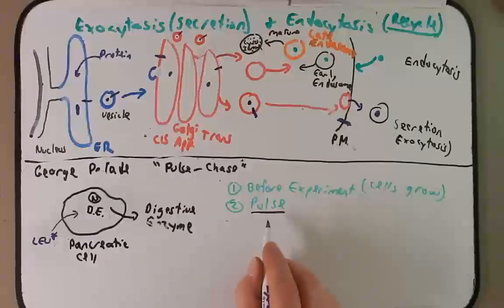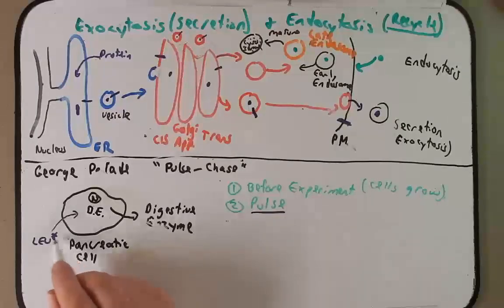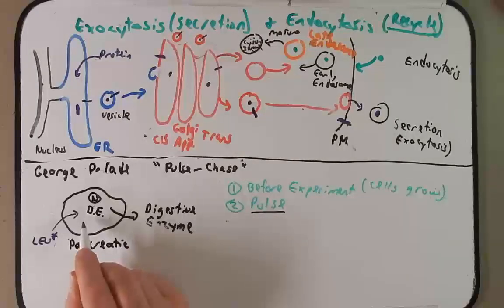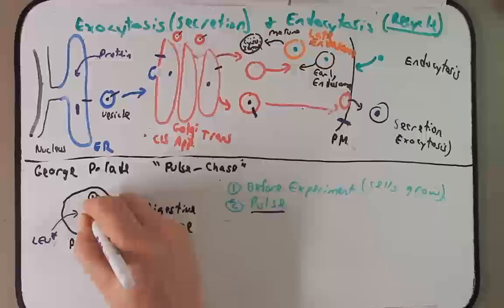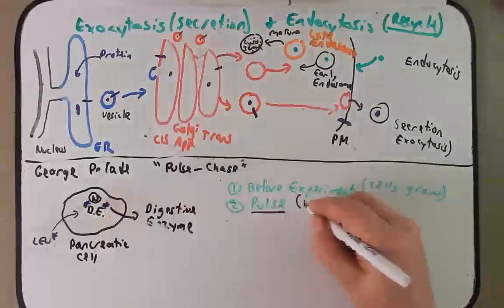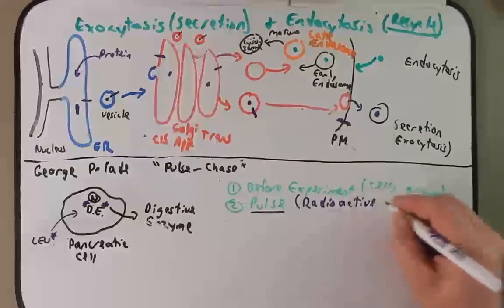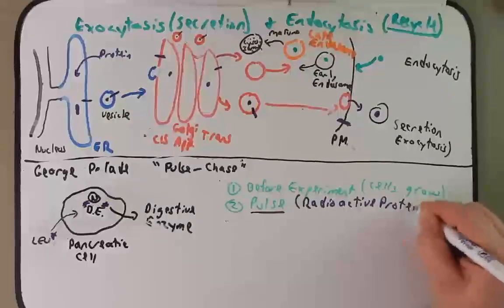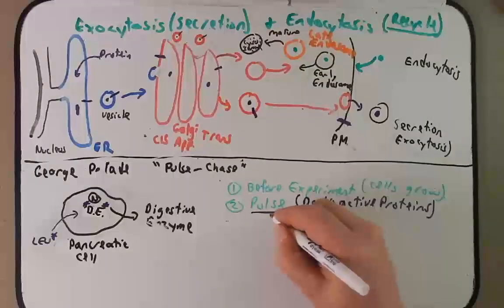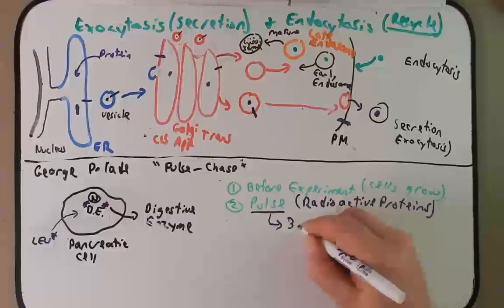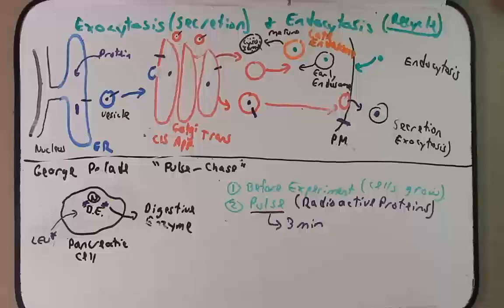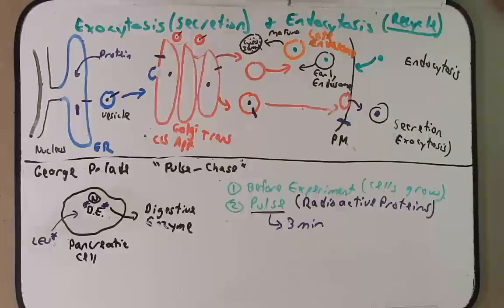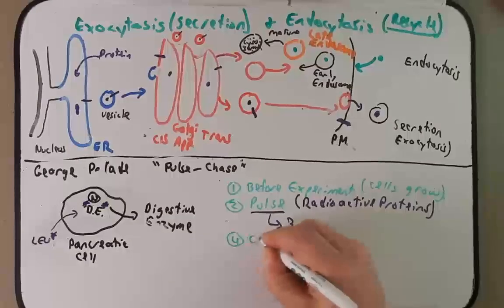During this pulse part of the experiment where they're allowing this radioactive leucine to come in here, that means all proteins made, all these digestive enzymes that are made, are going to be radioactive. So radioactive proteins. Now this part of the experiment is relatively short, only about 3 minutes, which is enough time to incorporate that radioactivity. Then this next part of the experiment is called the chase.